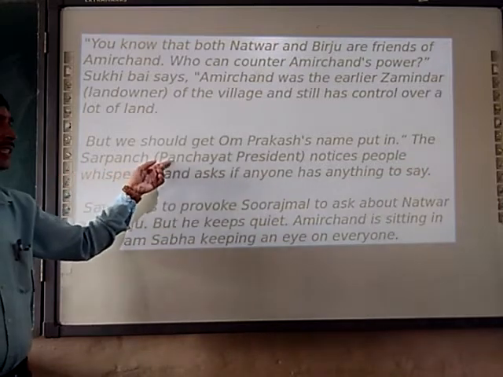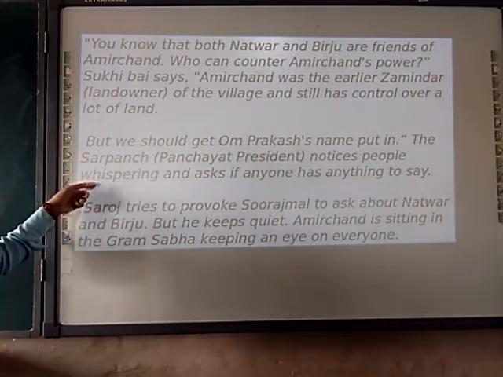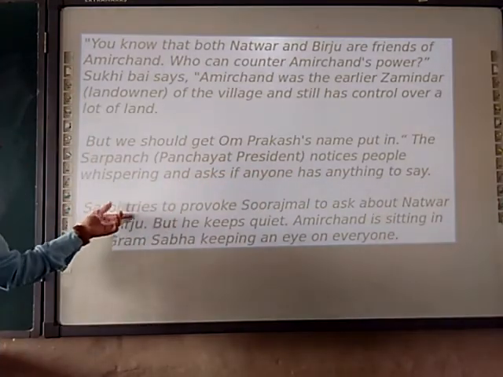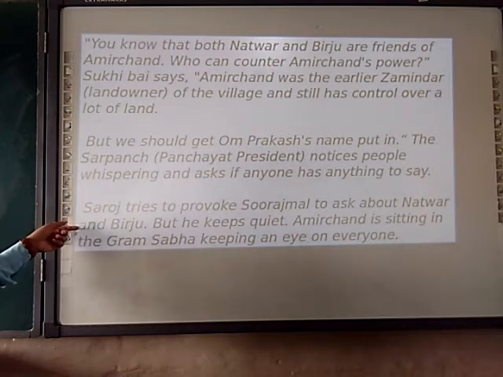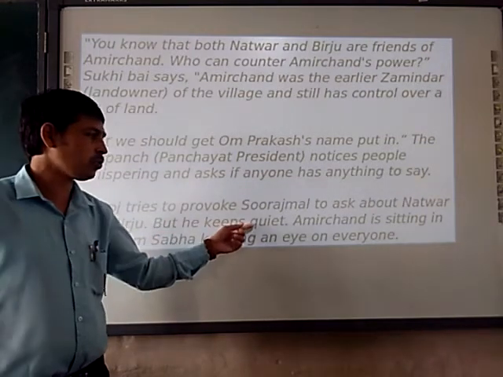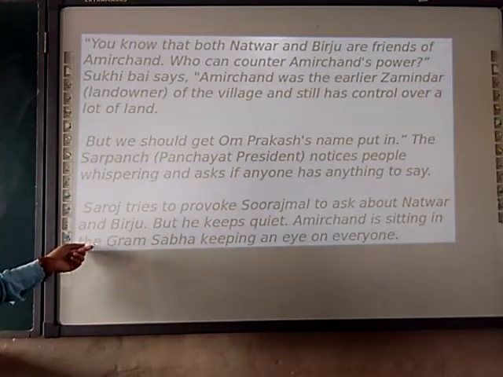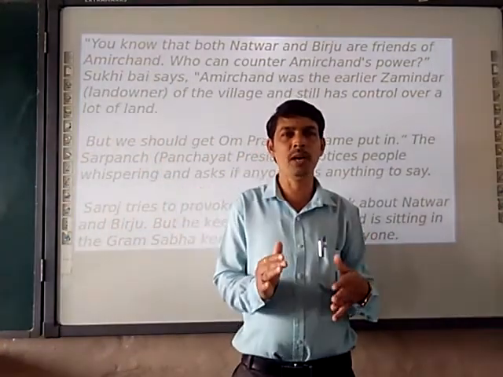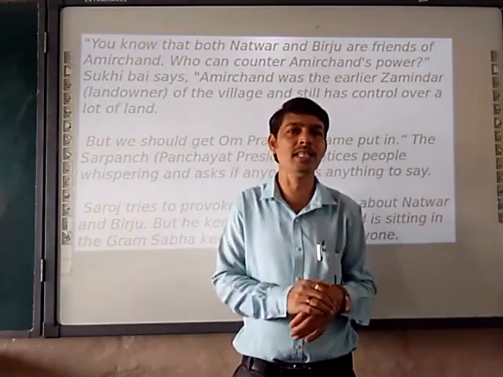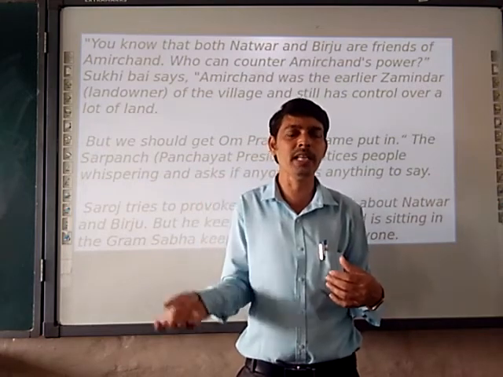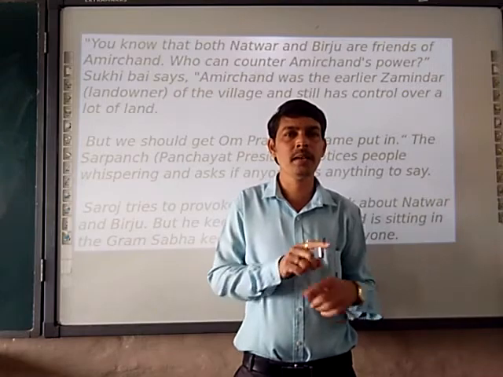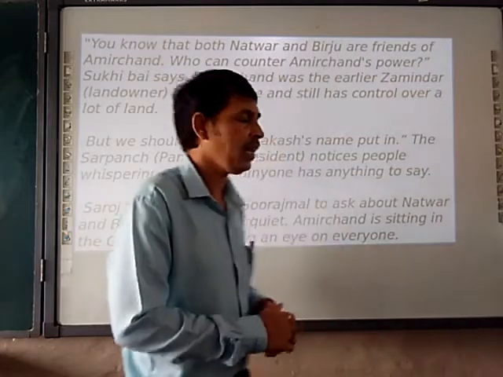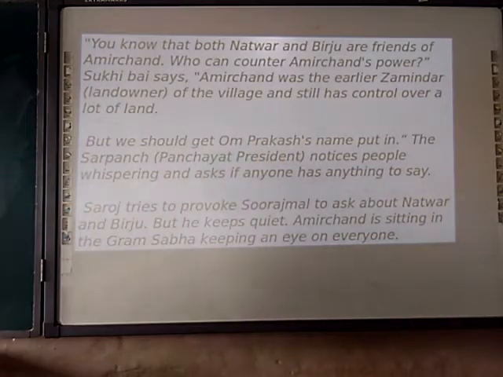The Sarpanch, the Panchayat president, noticed some people whispering and asked if anyone has anything to say. So what did they do? Saroj tries to provoke Surajmal to ask about Natwar and Birju, but he keeps quiet. Amichand is sitting in the Gram Sabha, keeping an eye on everyone. Here you can see how the rich people and the poor people are afraid of and misunderstand each other. How rich people are making the list be misused. The rich people also have their names in the list of the poor people, and those who are poor, their names are not present in that list.